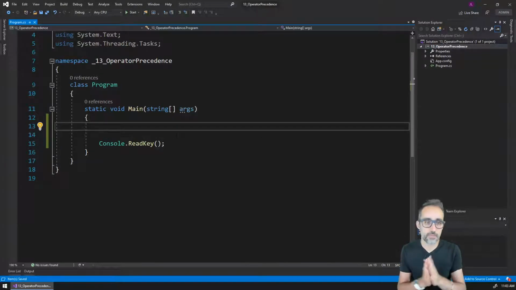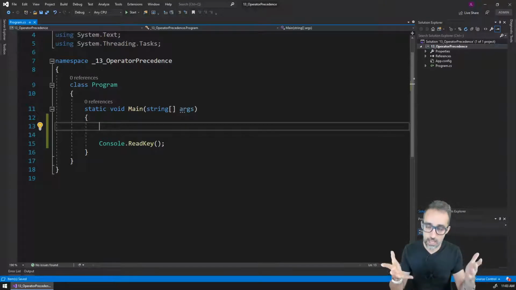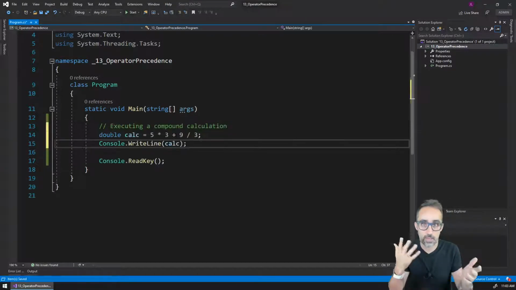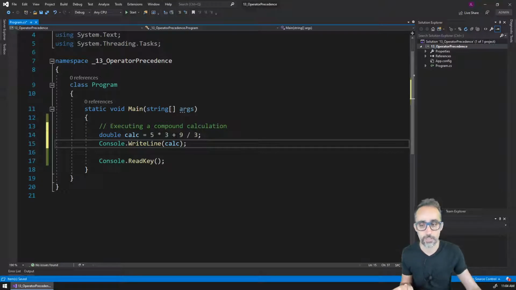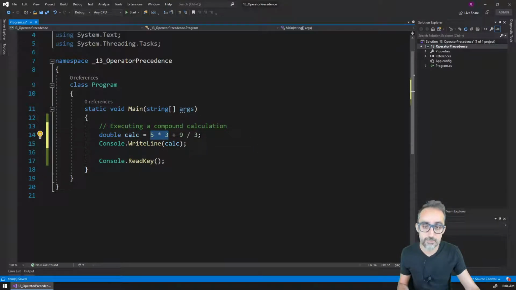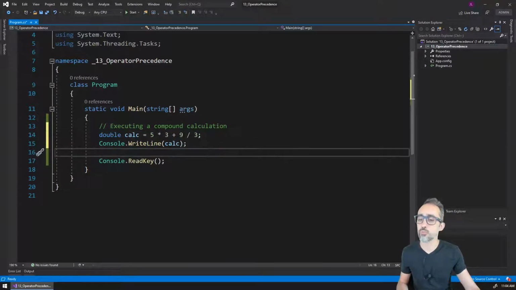Before we move on, let's discuss another issue with operators in arithmetic, which is commonly referred to as precedence. The idea is that when we write an arithmetic expression, that can be simple adding or subtracting, but we can also make operations that are a bit more compound, a bit more complex. So for example, for this calculation, I have multiplied the value of 3 plus 9 divided by 3. But what do you think the result of this operation is going to be?